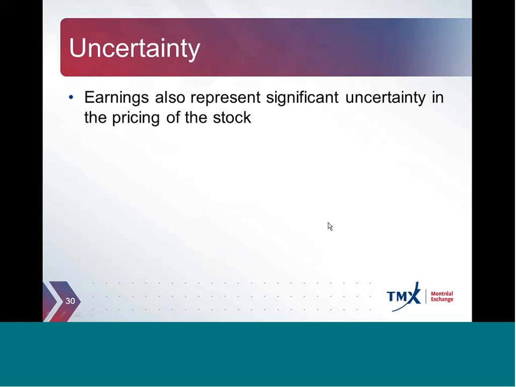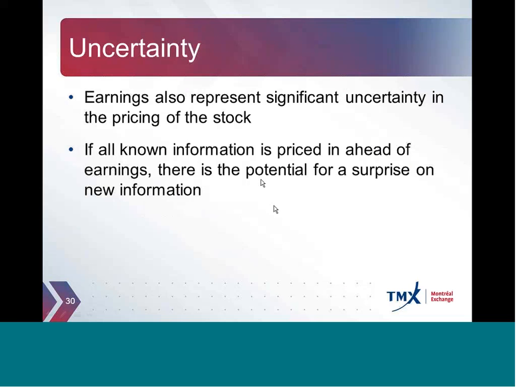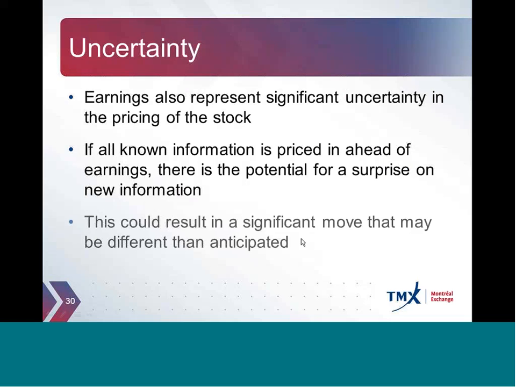And so earnings also represent a significant amount of uncertainty in the pricing of the stock. And so what we want to recognize is that if all known information is priced in ahead of earnings, there is the potential for a surprise on new information. And so this is why you also want to recognize, as I was showing with that Research In Motion or that BlackBerry chart, you've got that sideways triangle or that coiling price action because the market didn't really know what to expect.